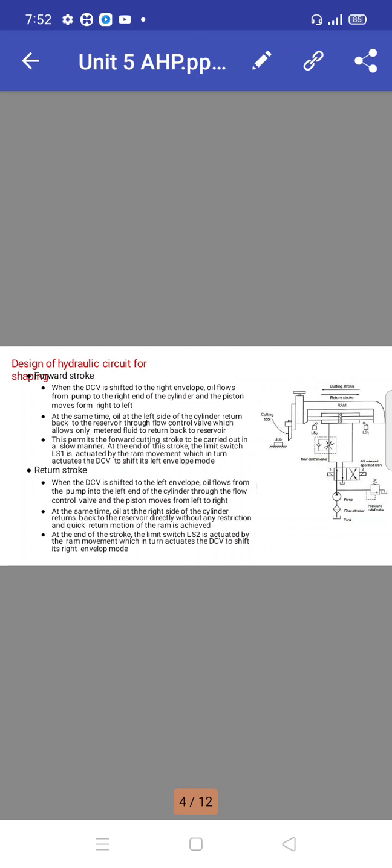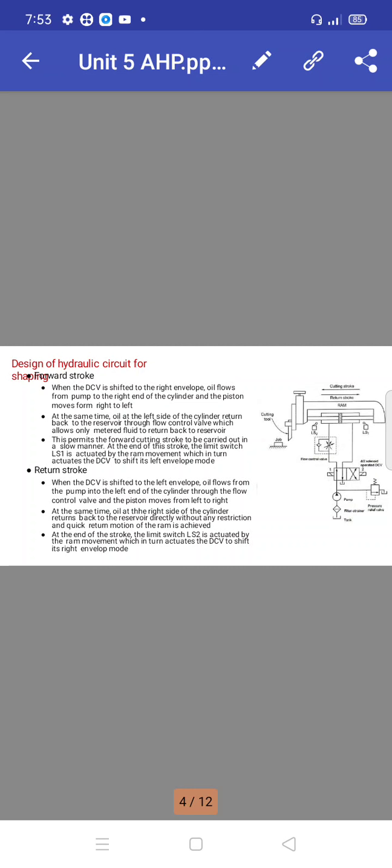specification and utilization of the equipment in the system. So here also there are two strokes, that is forward stroke and return stroke. Forward stroke is the material removal process, and the return stroke is the idle stroke. So here in the forward stroke, when the DCV, directional control valve, is shifted to the right envelope, oil flows from pump to the right end of the cylinder and the piston moves from right to left. At the same time, oil at the left side of the cylinder returns back to the reservoir.